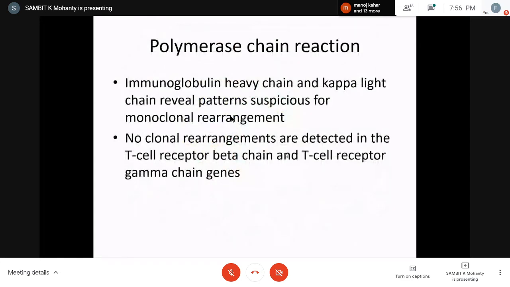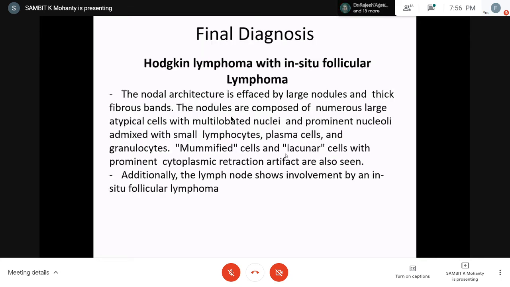On the molecular side, the immunoglobulin heavy chain and kappa light chain reveal patterns suspicious for monoclonal rearrangement. There was no clonal rearrangement involving the T cell beta and gamma chains. So the diagnosis given was Hodgkin lymphoma with in situ follicular lymphoma.